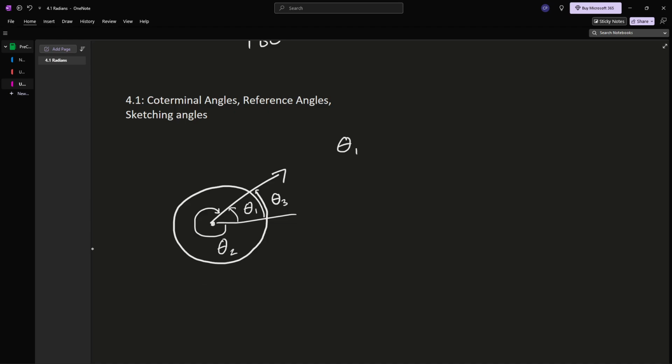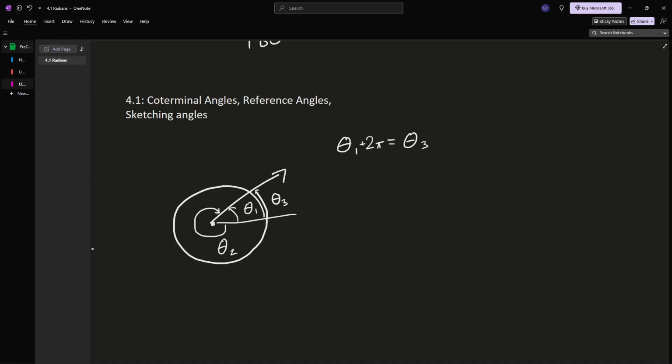Theta 1, theta 3. The relationship, we see theta 1 plus 1 full rotation is theta 3. So theta 1 plus 2 pi is theta 3. If I go around one more full time, I have theta 3.